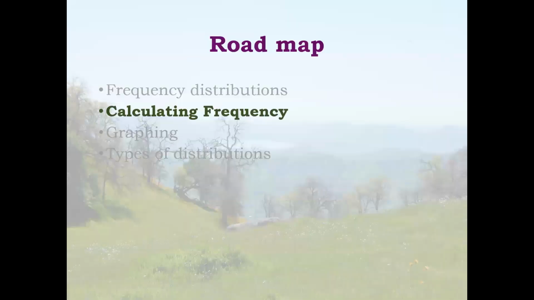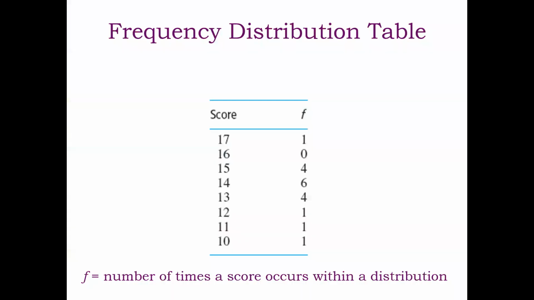So how do we calculate frequency? As you can see, we just add up the times a score occurs within a distribution, right? So we've already been looking at this distribution of scores. We looked at it in the last slide, and we can see indeed here is the frequency of 14. This is a frequency distribution table. You'll just see the scores in order on the left and the frequency with which they occur on the right, right? The frequency of 16 is 0, and so forth.